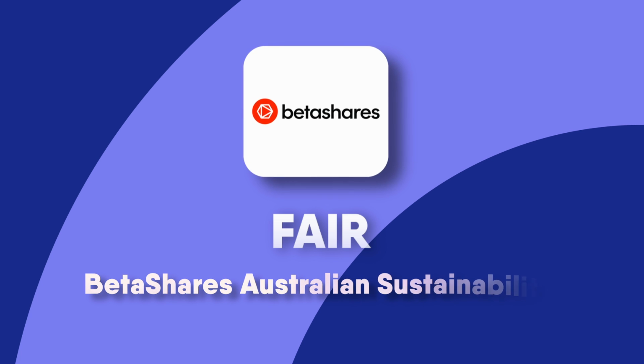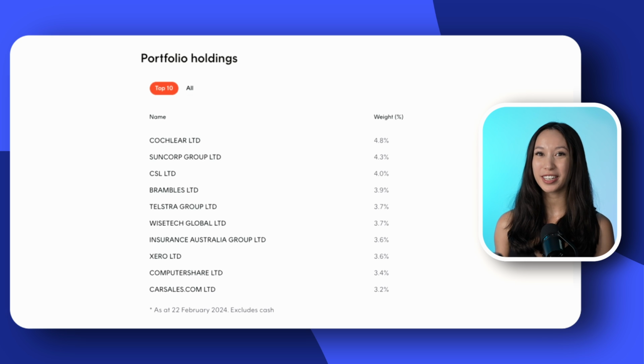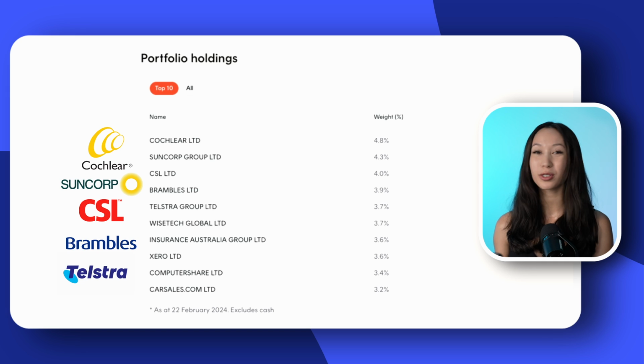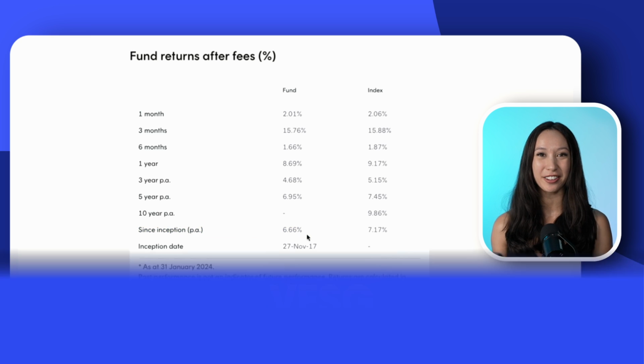Another popular ETF pair with an ethical focus is FAIR and VESG. FAIR is the Australian Sustainability Leaders ETF. This ETF is similar to VAS but with a more ethical focus. The management fees for this ETF are 0.49%, and the top holdings of this ETF are Cochlear, Suncorp, CSL, Brambles, Telstra, and more. Since this ETF's inception, it's returned an average of 6.66% per year.